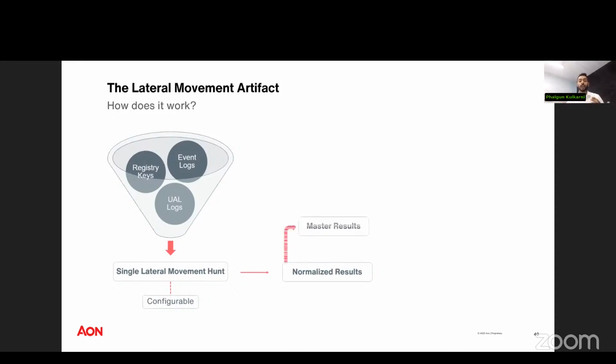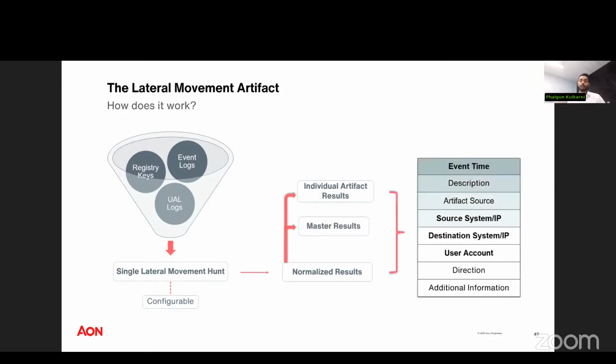You also get individual results. If for some reason you only want to analyze security event log results, you can do that as well. And both the master sheet and individual results will contain normalized columns. To highlight a few, we have event timestamp, source and destination system or IP as per the availability, and the user account which was associated with that activity. So Kostya will be talking more about it in the further slides.